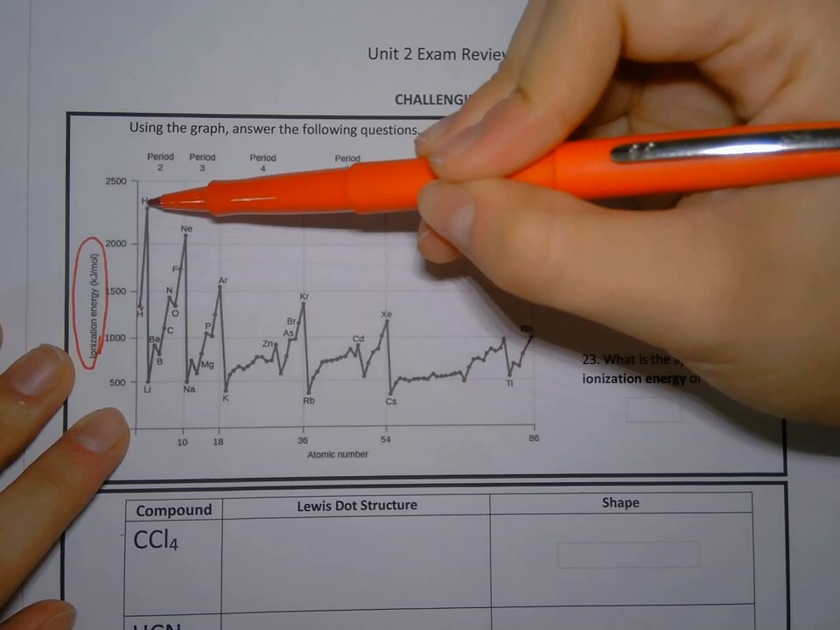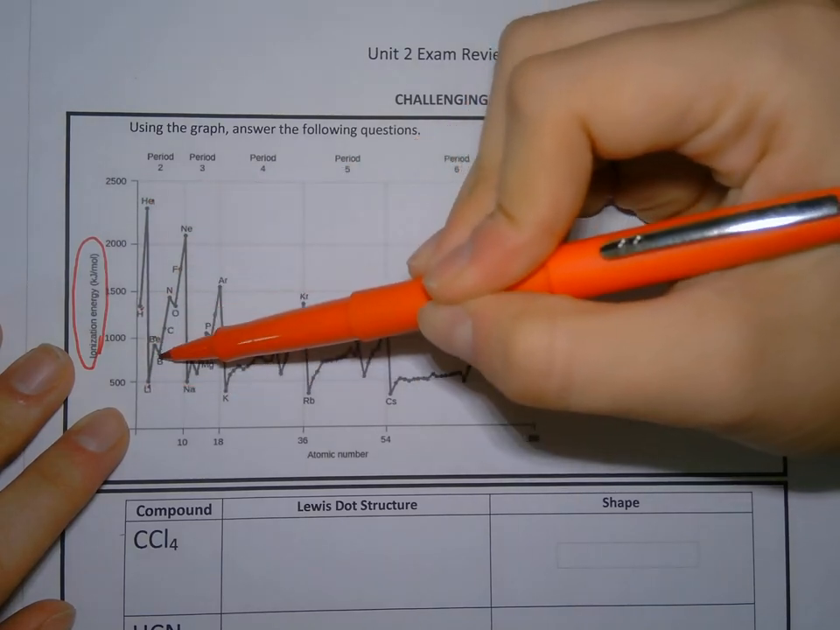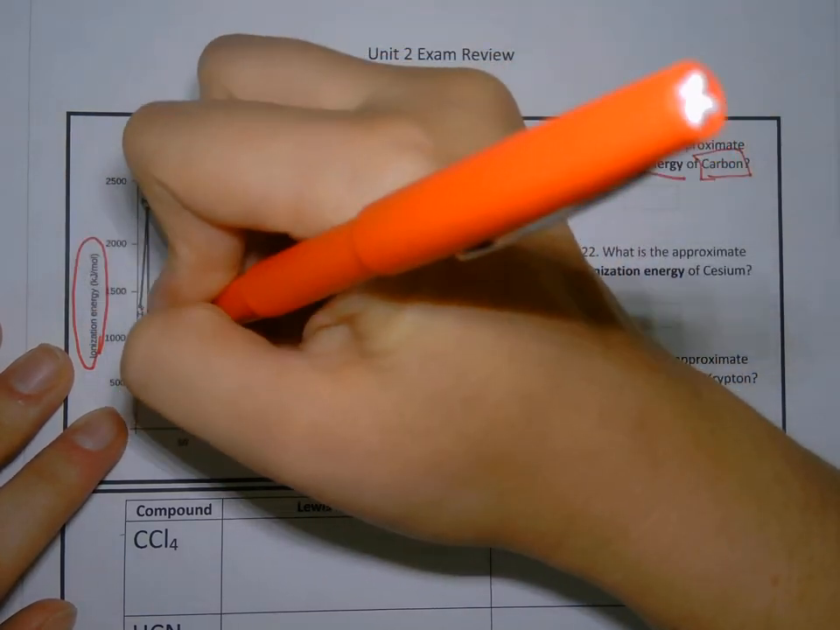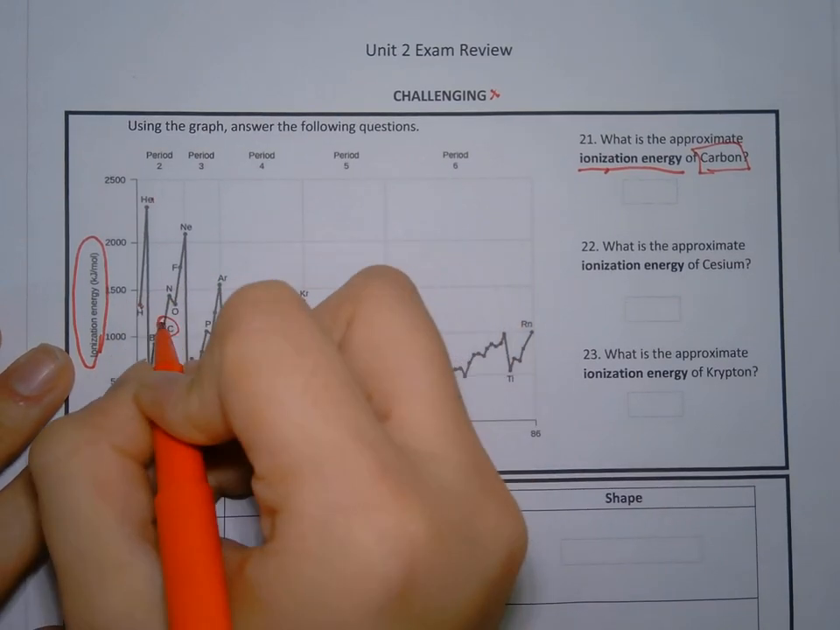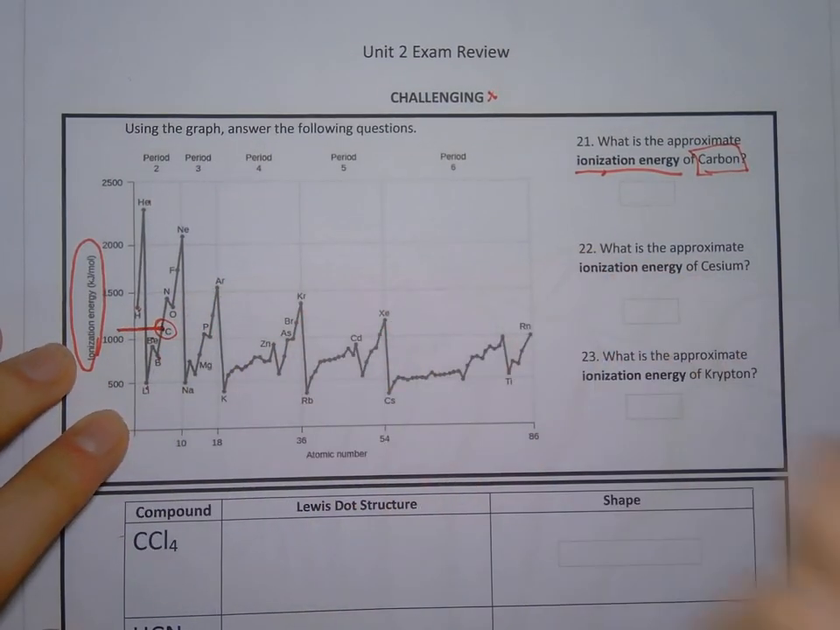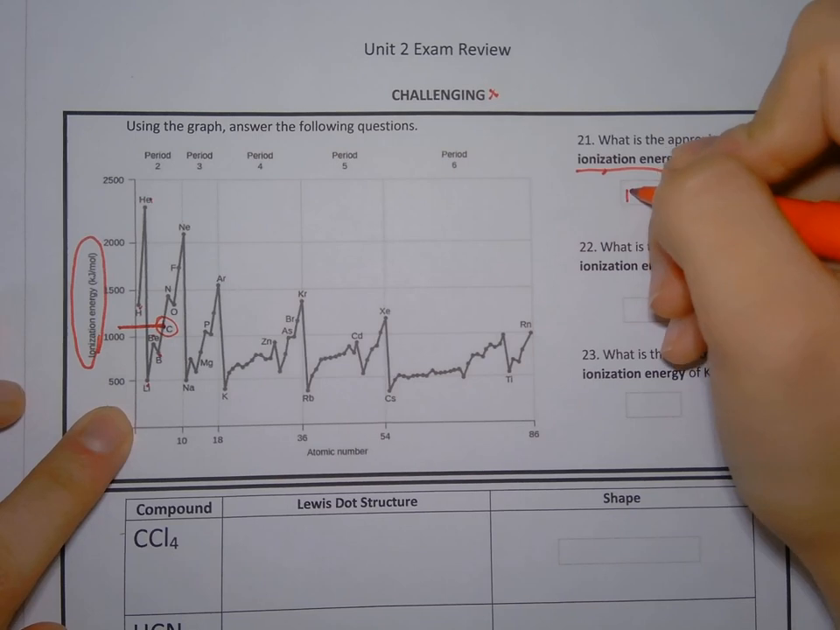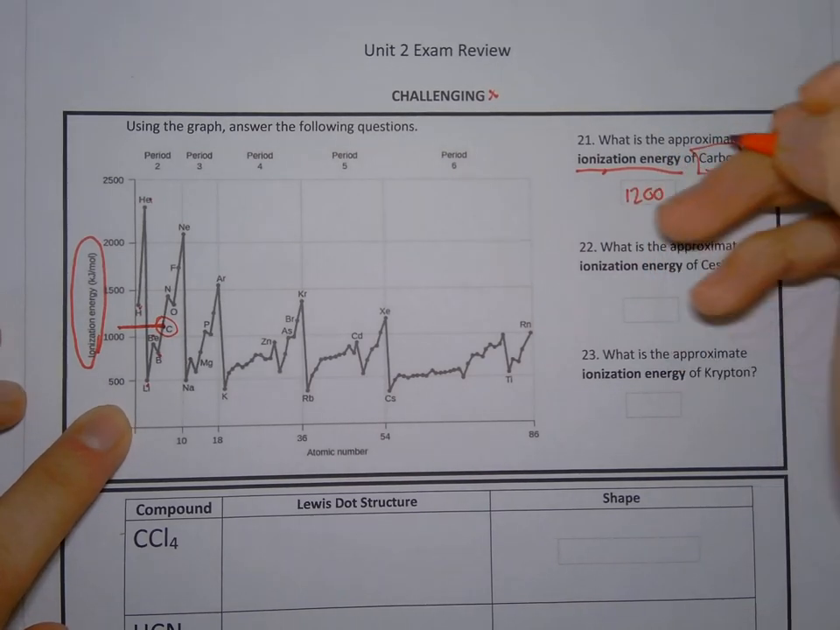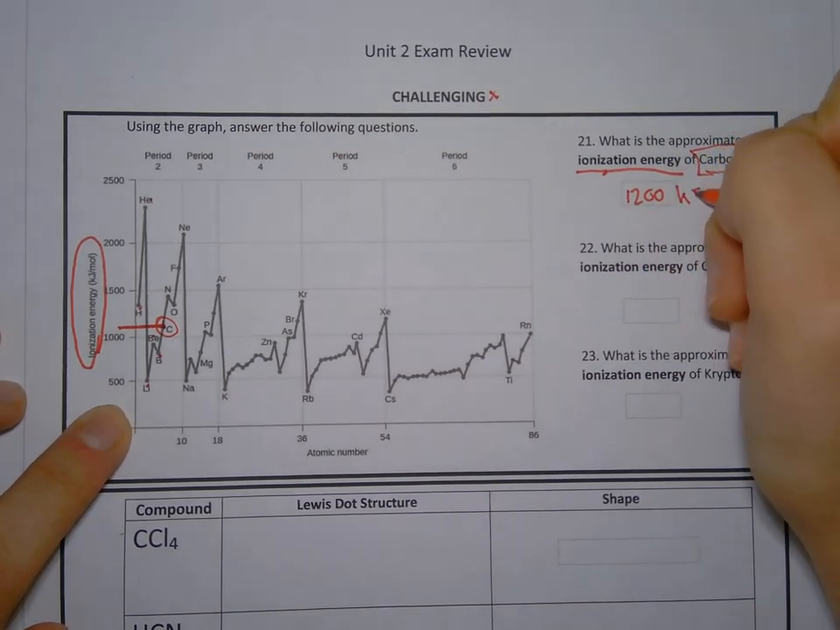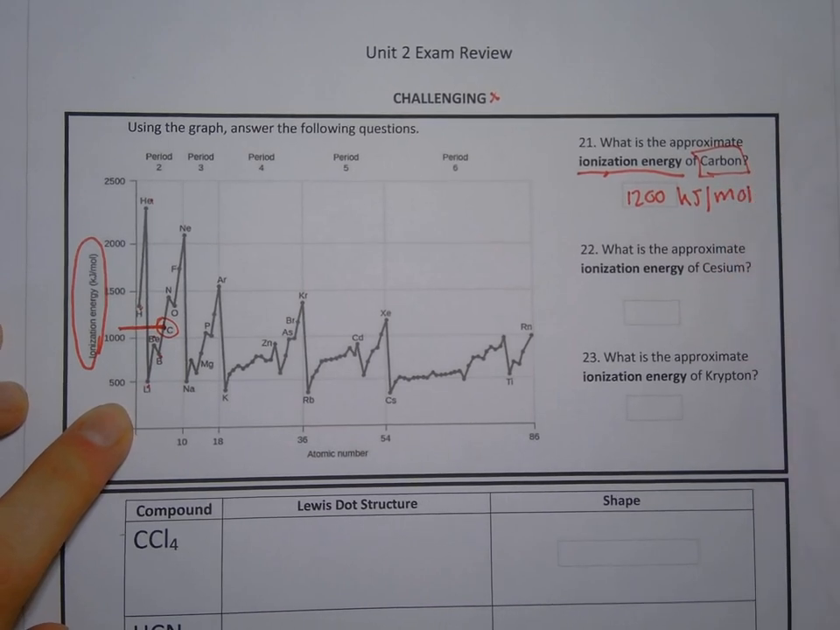Let's see. There's hydrogen, helium, lithium, beryllium, boron, carbon. Found it. It's right here. So carbon is approximately, let's see, maybe call that 1200. 1200, and you always have to write your units. So kilojoules per mole. Cool, that wasn't that bad.